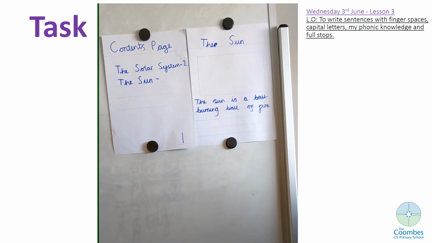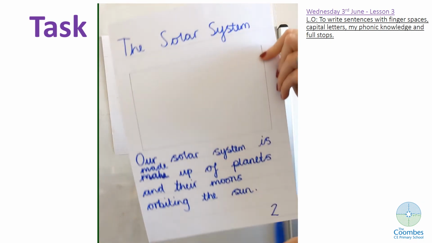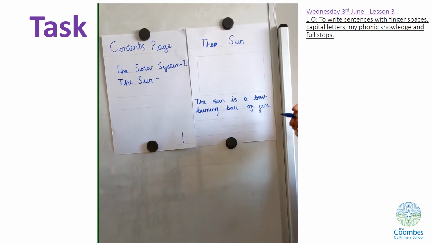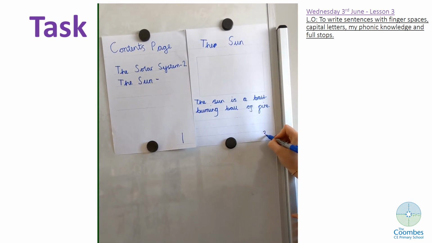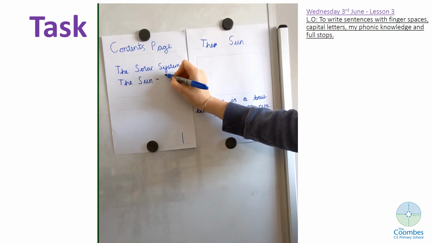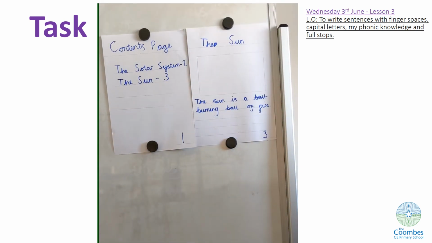So yesterday, this page number was the number 2. So this is the next page. What will that one be? Well done, it will be page number 3. So next to the heading on the contents page, I need to write the number 3. I hope you enjoy writing your next page in your non-fiction book about the sun or the moon.